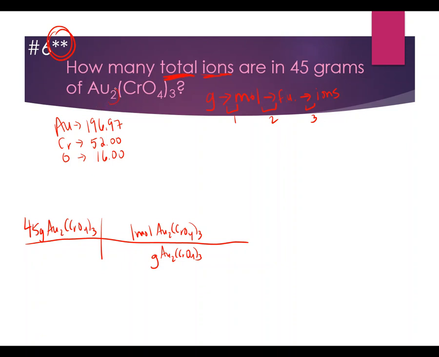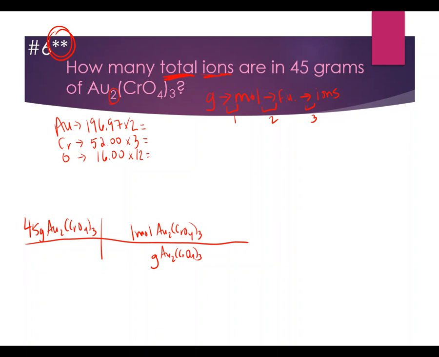Now, how many golds are in our formula here? Times 2. So we've got to multiply that one by 2. Chromium. How many chromiums are in this formula? 3. Good. And then oxygens. How many oxygens are in this formula? 12. Good. Okay, so we have a lot to multiply here to get this molar mass. This is quite a massive molar mass.